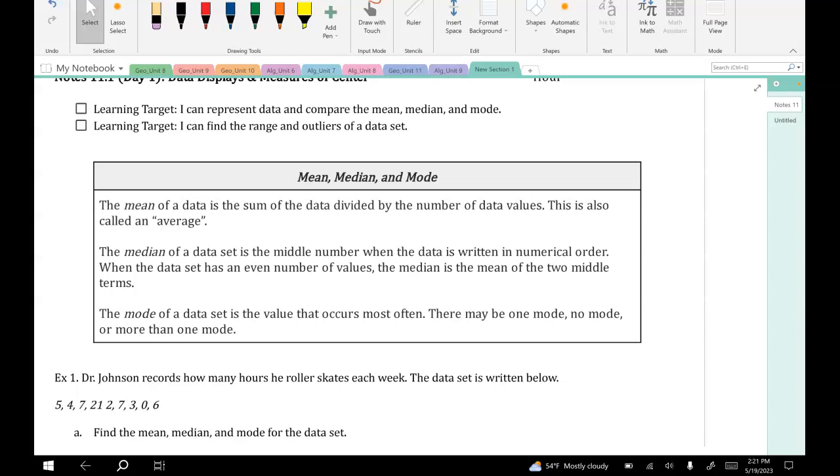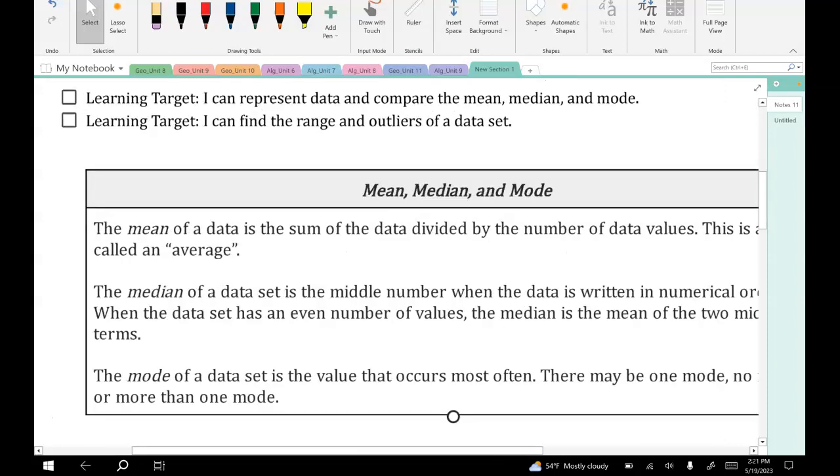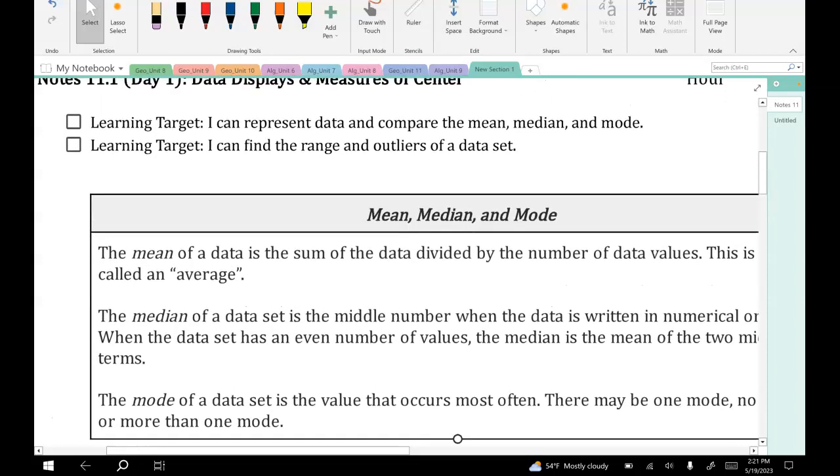Statistics. We also call it a measure of center. So we're going to go through today a bunch of different data sets, and we're going to have different ways to evaluate the middle of that data set, and we can get information from that. So I gave you the definitions of mean, median, and mode in their box.